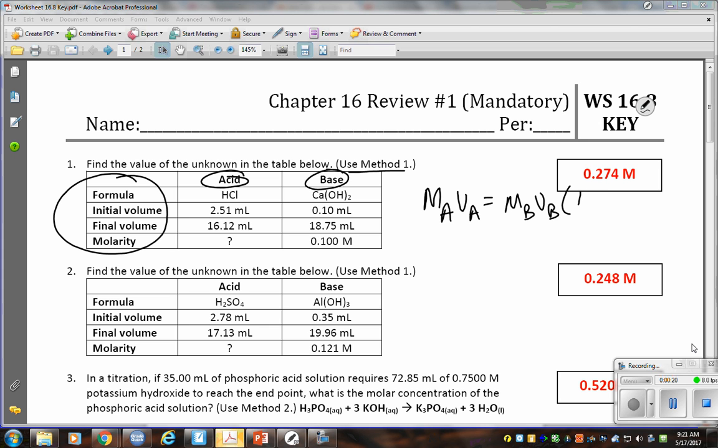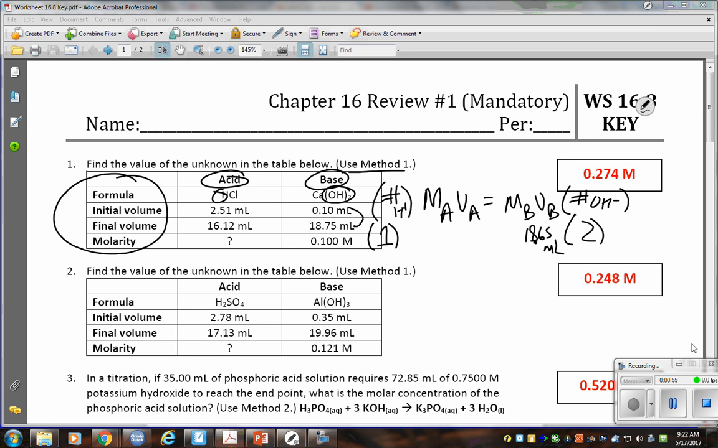Then you have to pay attention to the number of OHs in the base and the number of H pluses in the acid. The first thing I notice is there's two OHs there, so I'm going to put a 2 there. I notice that there's one H there, so I'm going to put a 1 there. Now, volumes. When it's given to you like this, remember final minus initial, just like your lab. You can take 18.75 minus 0.10, so I end up with 18.65 mL for my volume of my base.